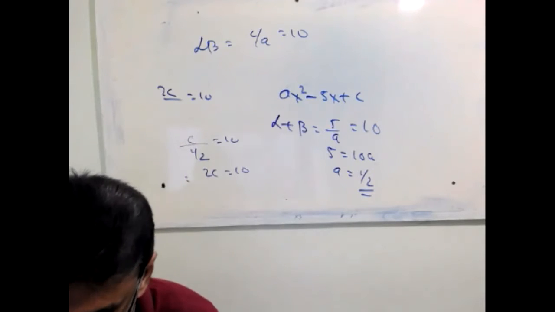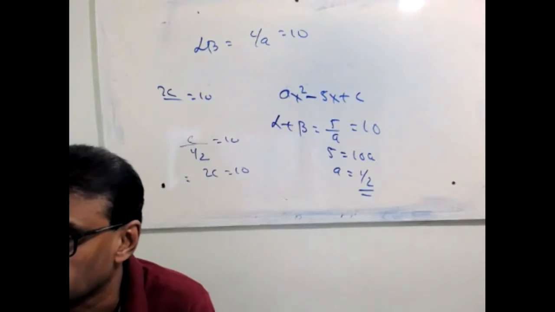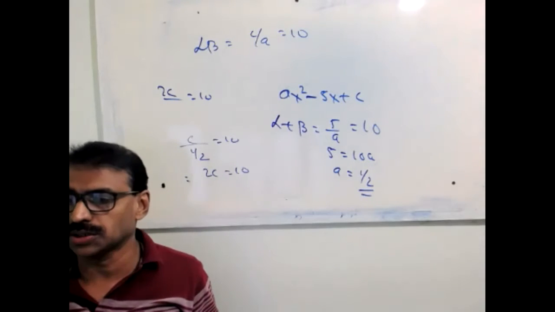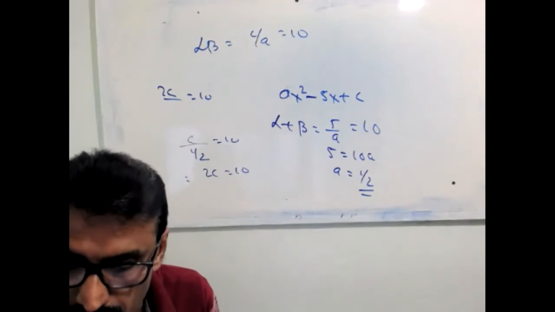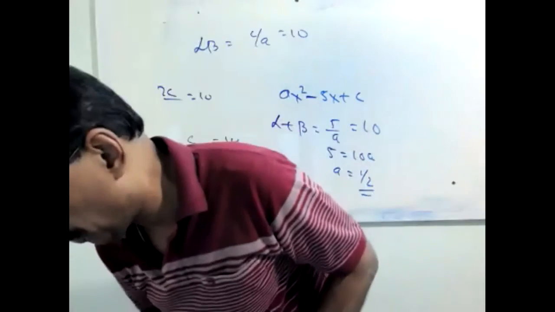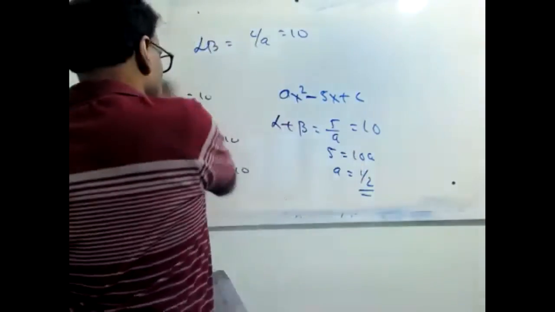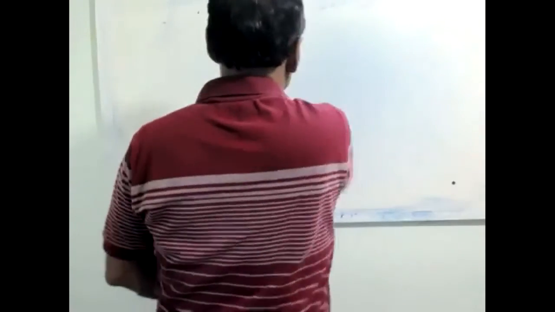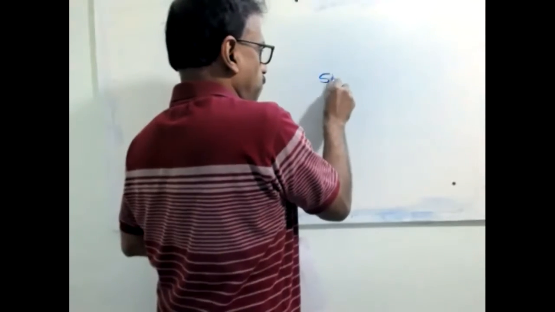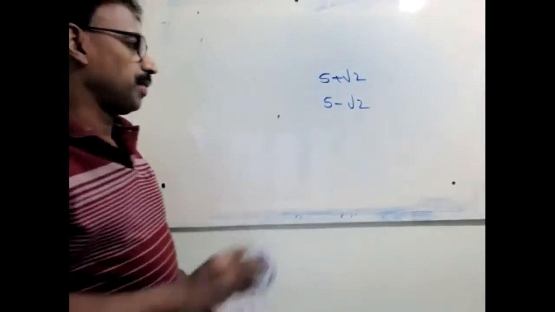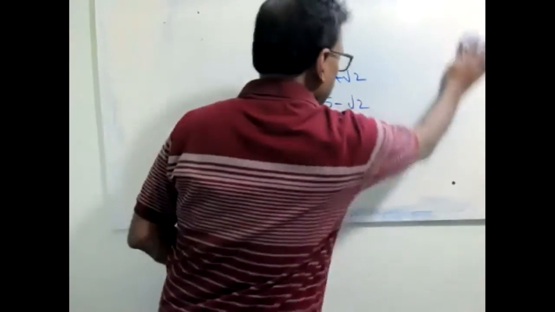Okay. Second question. Form a quadratic polynomial whose zeros are 5 plus root 2 and 5 minus root 2.